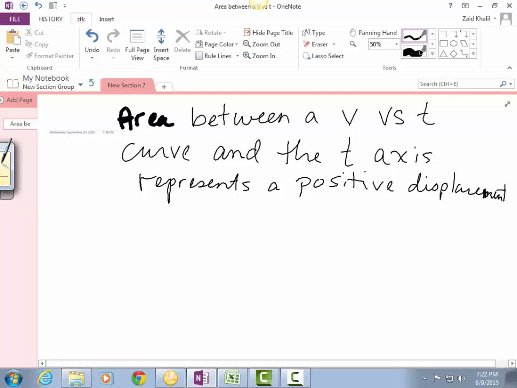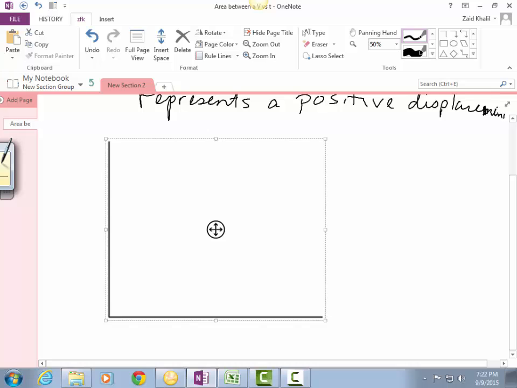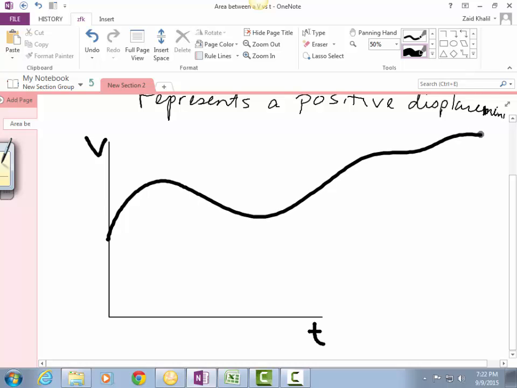This is not obvious at all. So let's actually go through and understand why this is the case. If I look at a velocity time curve, let me draw it. And I wanted to know what the area was.